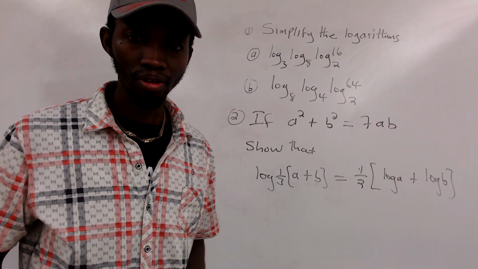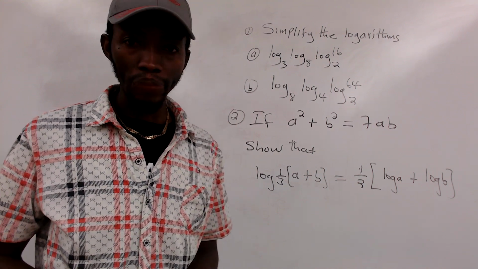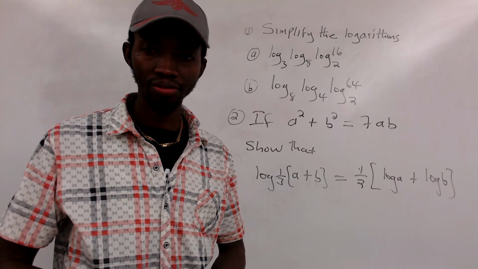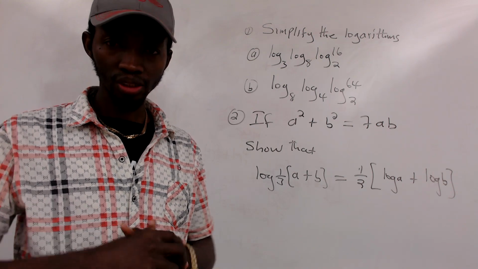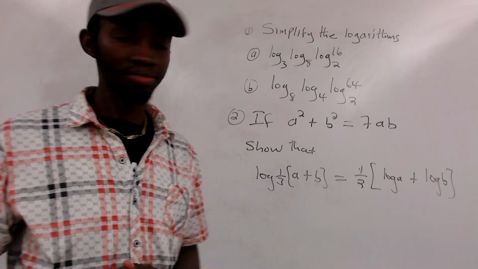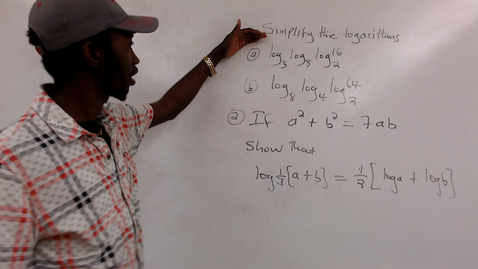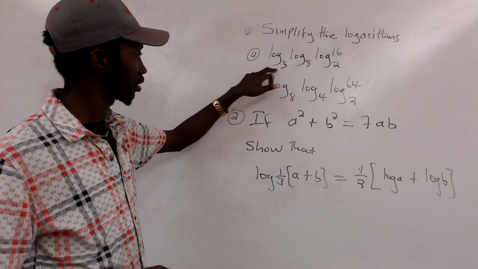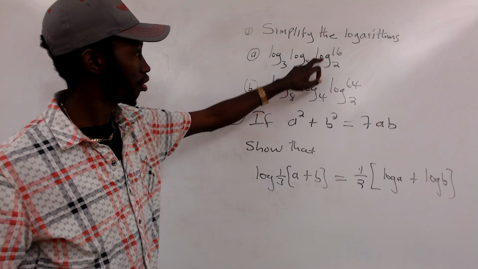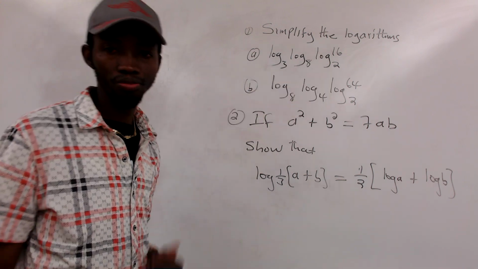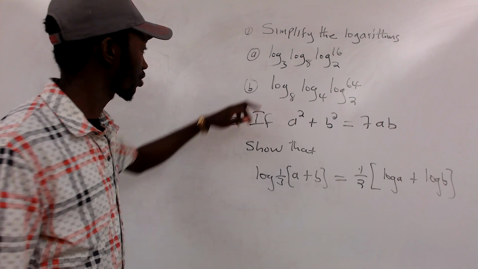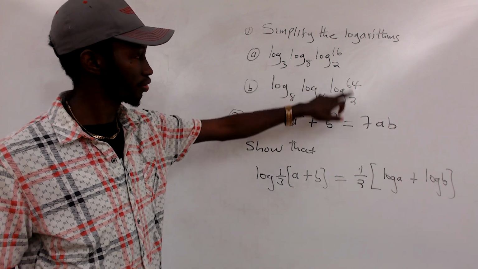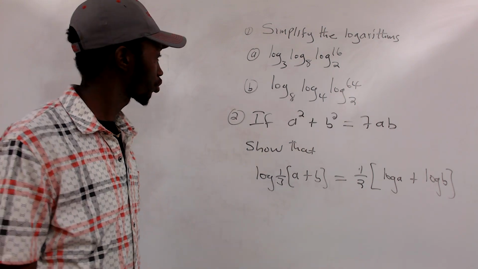Cool. So we have two sets of questions, and the first set reads: we are required to simplify the logs. The first set has log base 3, log base 8, log 16 base 2. And the second set, we are given log base 8, log base 4, log 64 base 2. So these are the two sets given.